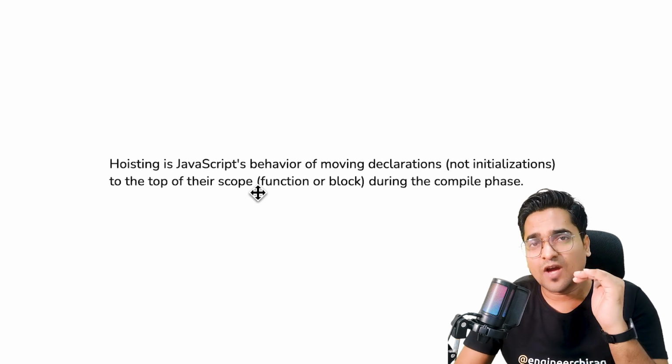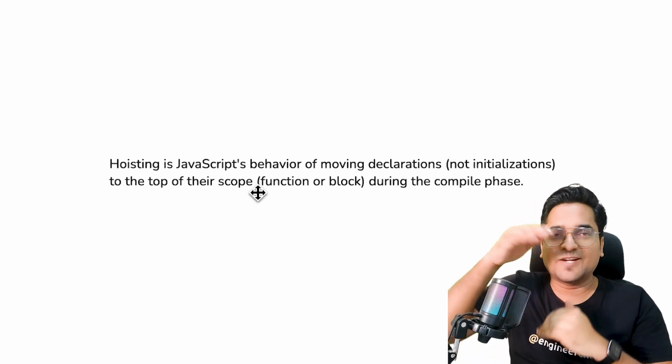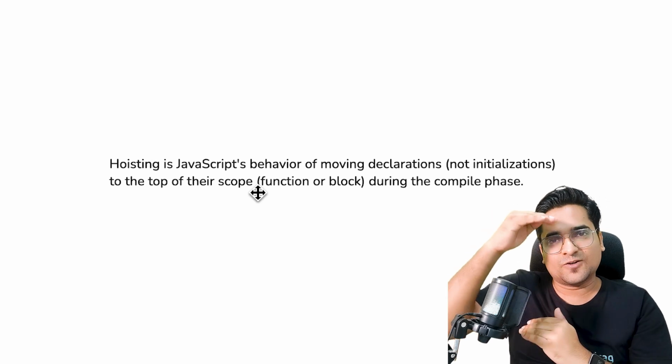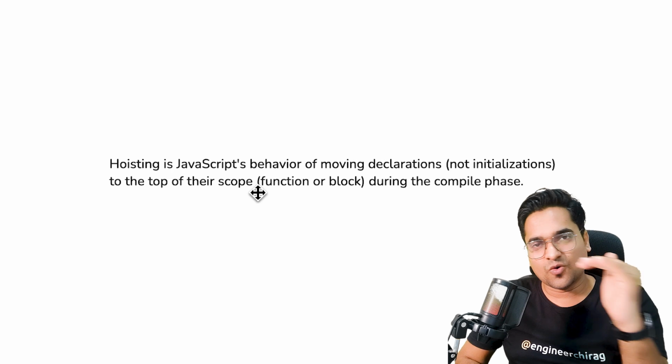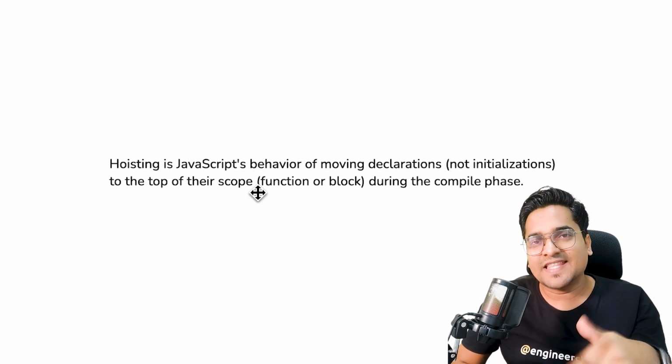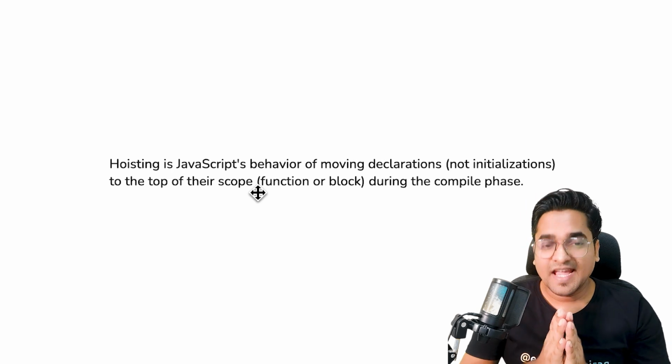The other part is you have a compilation phase and an execution phase, right? Compilation, before your JavaScript starts executing, it tries to structure everything and prepare to run it line by line. That is your compilation. Execution is where you go line by line and execute. So now coming to your hoisting.